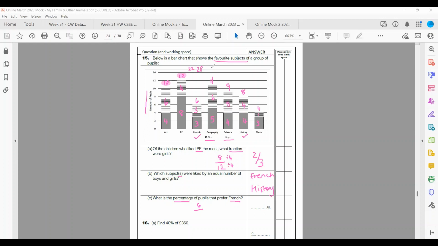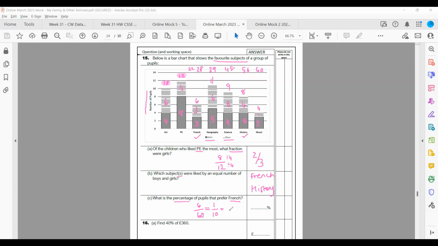Plus 11 would be 39. Plus 9 would be 48. Plus 8 would be 56. Plus 4 would be 60. So that's given me the denominator for my fraction. Now 6/60ths, to be a percentage, I need to be out of 100. 60 won't go into 100 exactly. So I'm going to simplify by dividing top and bottom by 6 to give me 1/10.